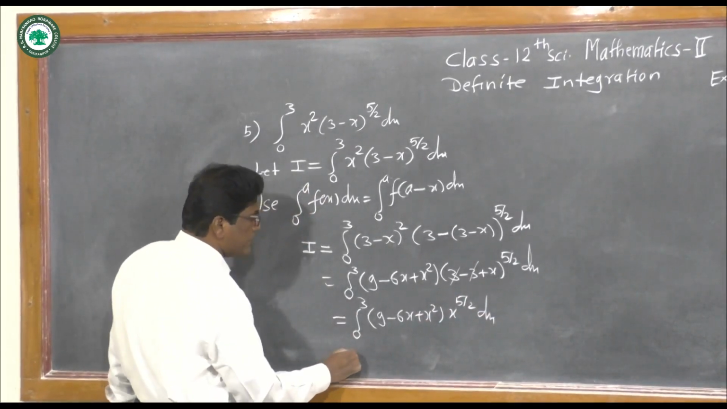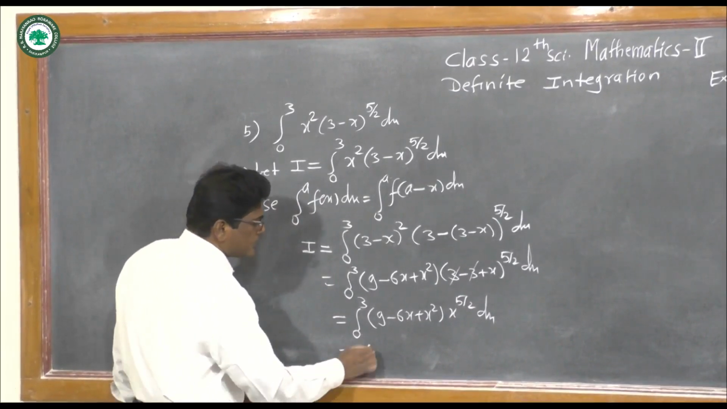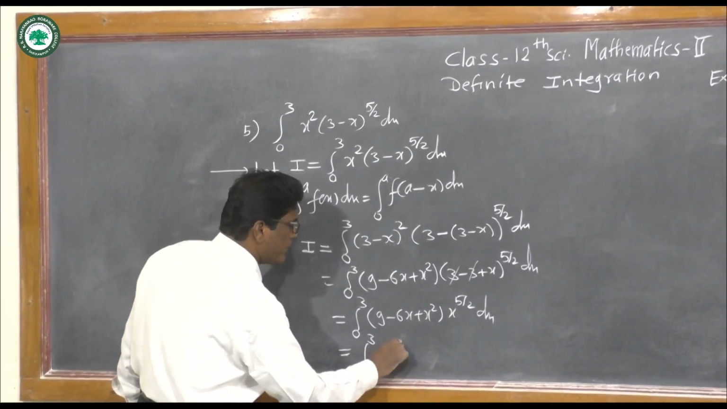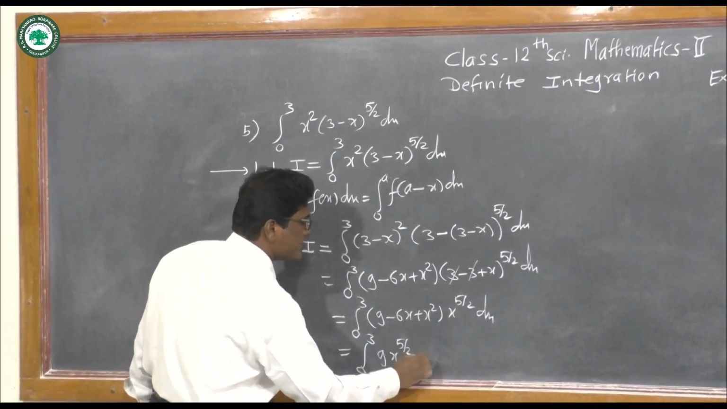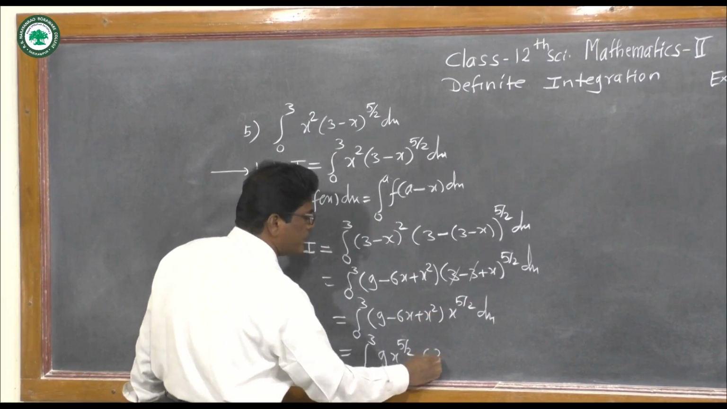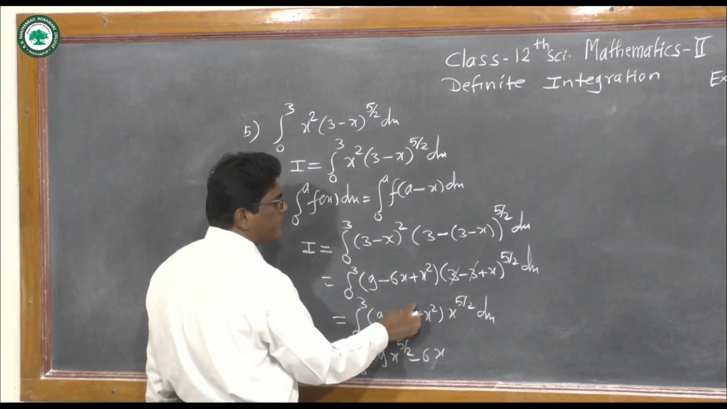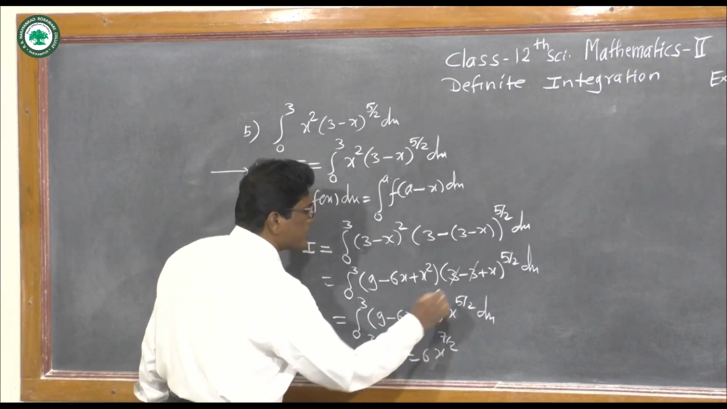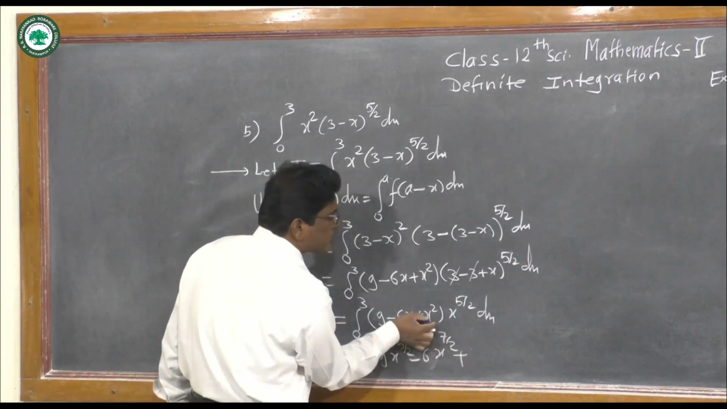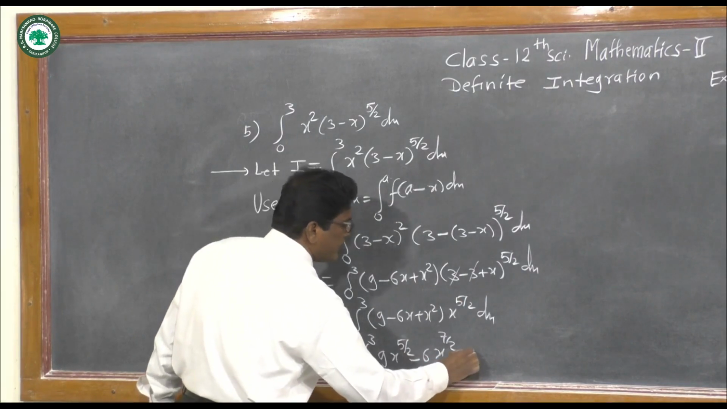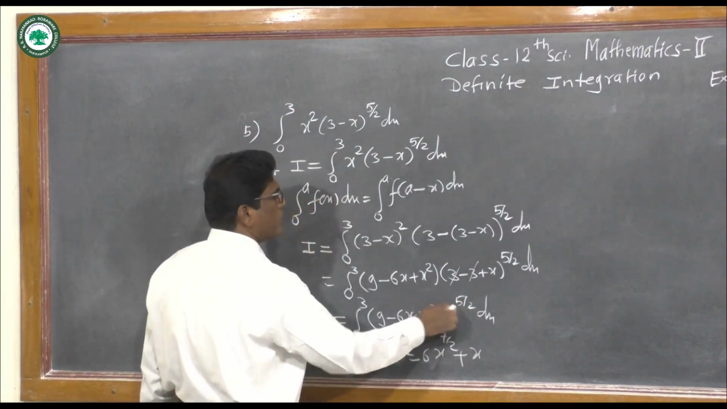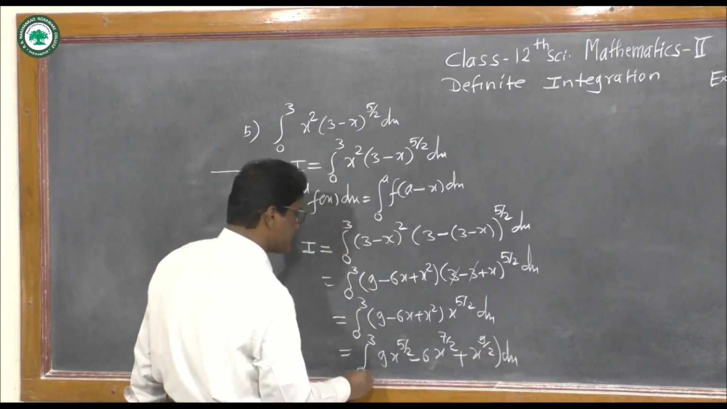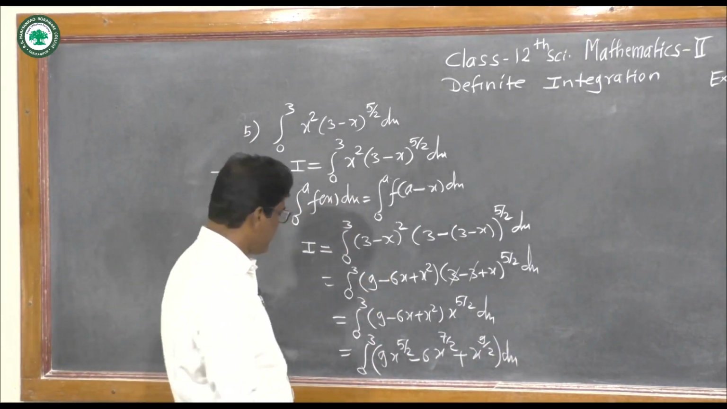Now multiply by x to the power 5 by 2 inside the bracket. So we get here integration 0 to 3, 9 into x to the power 5 by 2 minus this 6 as it is, x into x to the power 5 by 2. So x to the power 1 plus 5 by 2, 1 plus 5 by 2, it is 7 by 2. So it is 7 by 2 plus x square into x to the power 5 by 2. So x to the power 2 plus 5 by 2, 4 plus 5, that is 9 by 2, dx. Now we separate the integration.